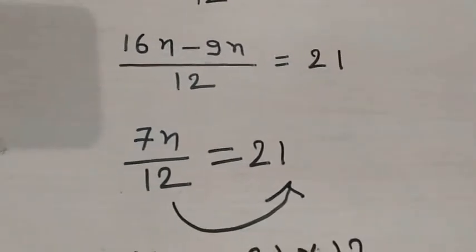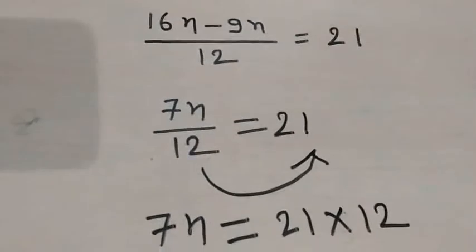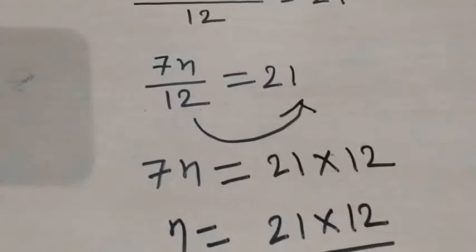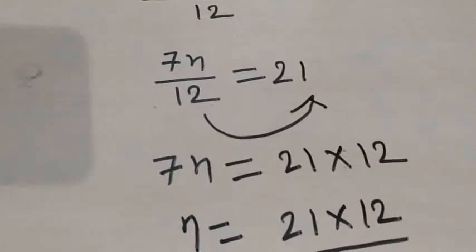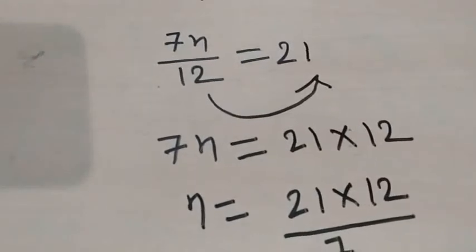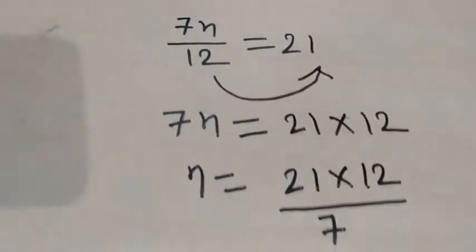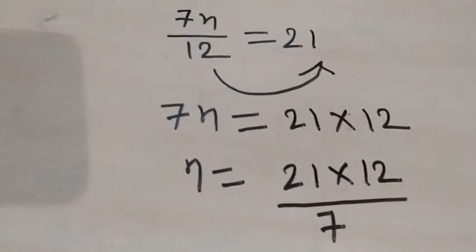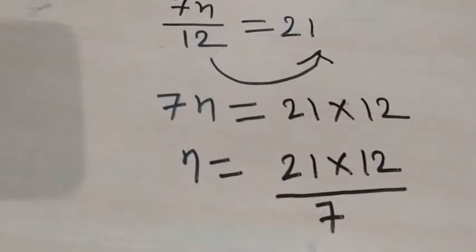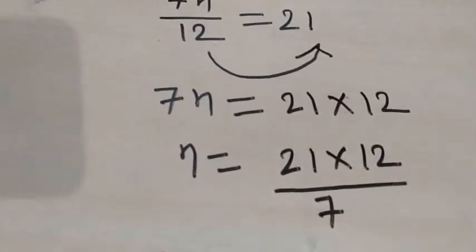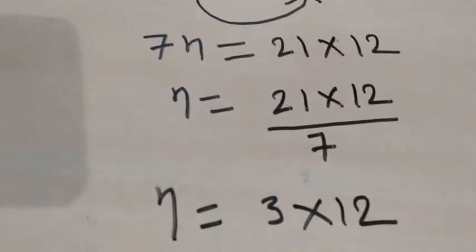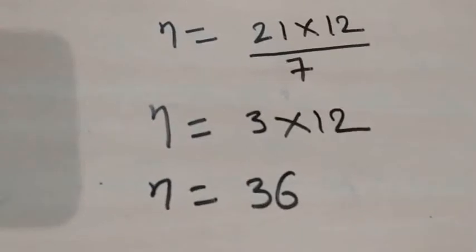So now we transpose 12 to the right hand side. So we obtain 7n is equal to 21 into 12. Okay, clear? And after this we transpose 7 to the right hand side. So we obtain n is equal to 21 into 12 by 7. So 7 divides 21 in 3 times. So we obtain n is equal to 3 into 12, or the value of n is 36.